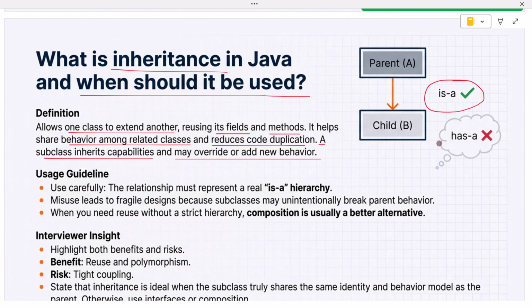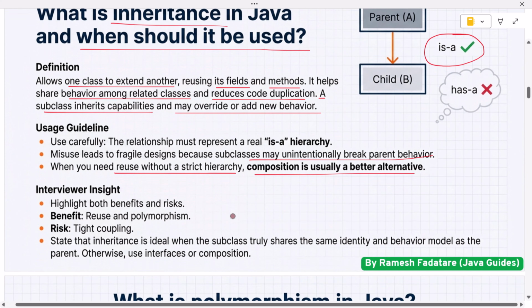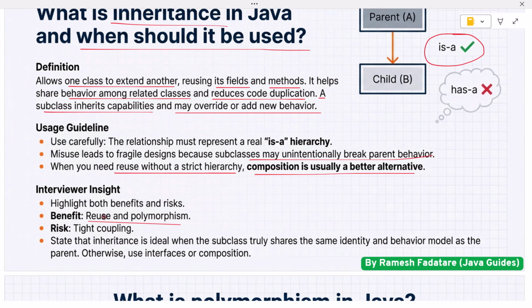Misusing inheritance often leads to fragile designs because subclasses may unintentionally break parent behavior. When you need reuse without strict hierarchy, composition is usually a better alternative. Interviewers expect you to highlight both benefits and risks. The benefit is reuse and polymorphism. The risk is tight coupling. You should mention that inheritance is ideal when the subclass truly shares the same identity and behavior model as the parent class. Otherwise, use interfaces or composition.